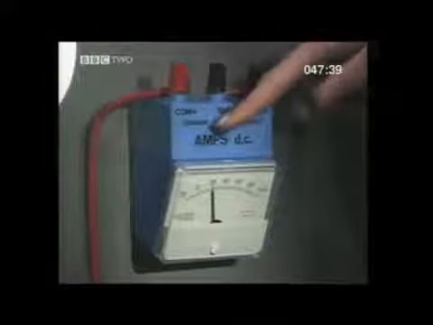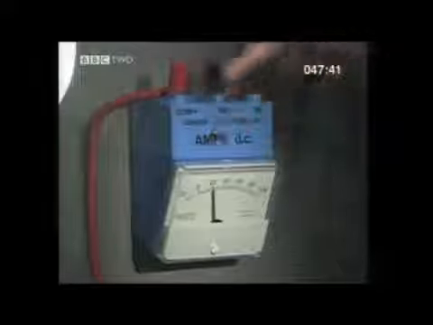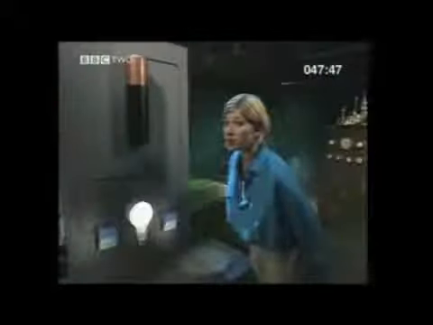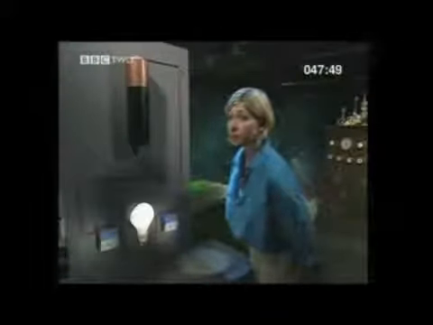Look. The current is exactly the same before and after the bulb. We might think of bulbs as using current, but they don't.